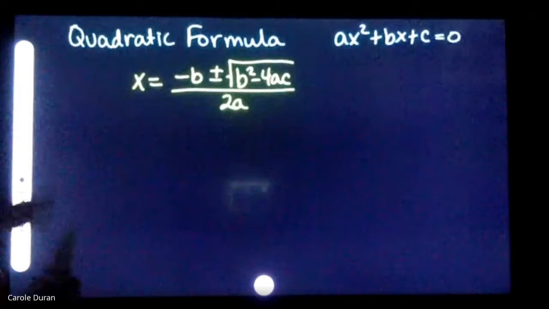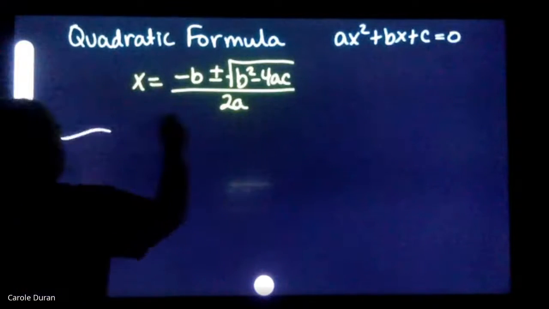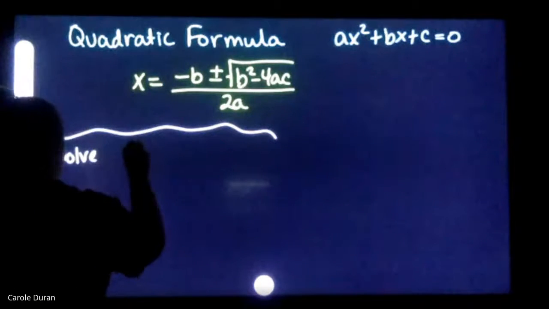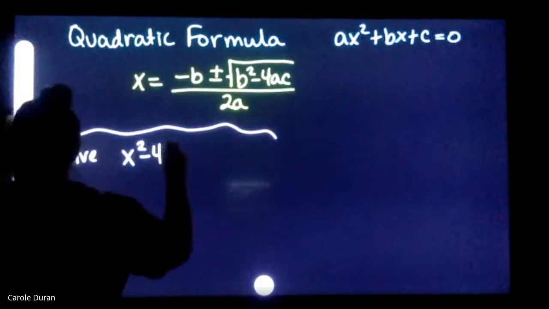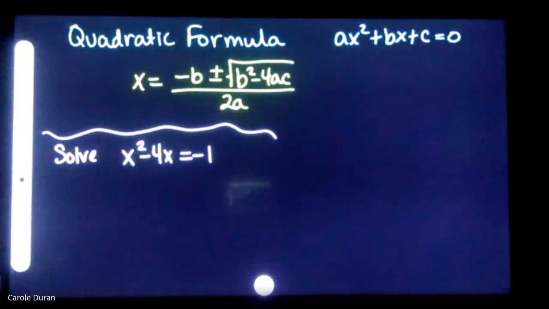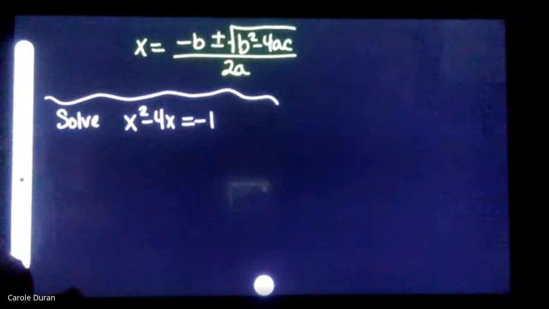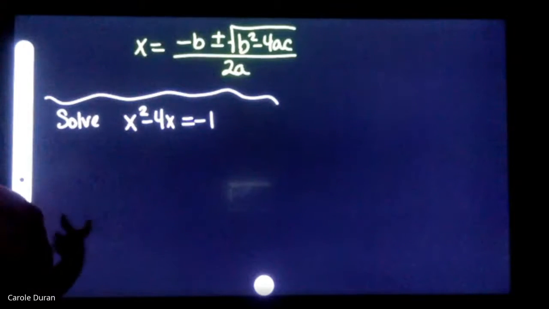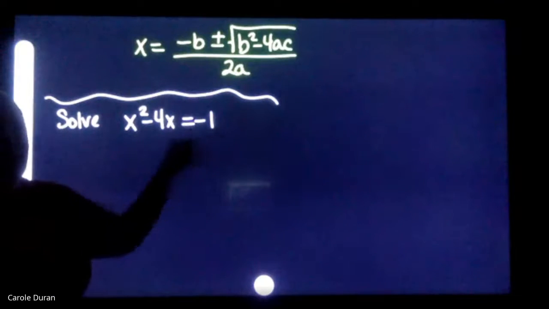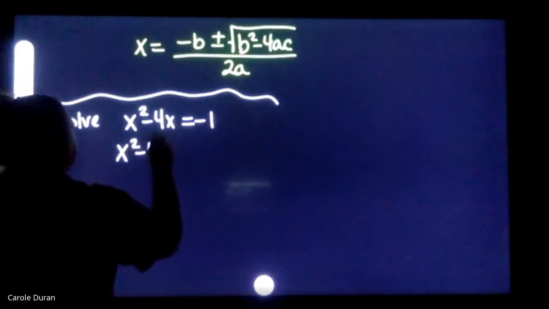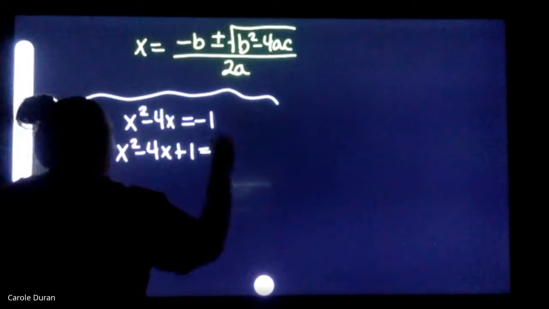So the first example I would like to do is I would like to solve this quadratic. So I have x squared minus 4x equals negative 1, and I would like to use the quadratic formula to solve this. The first thing I need to check before I can use the quadratic formula is I have to make sure that my quadratic is set equal to 0, or that all of my terms are on the left-hand side. So it's pretty clear to me that this negative 1 has to get moved over to the left before I can use the quadratic formula. So I do that, and I get x squared minus 4x plus 1 equals 0.